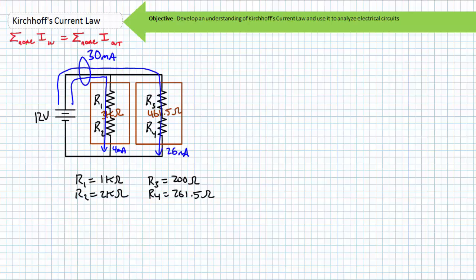Here is where things get interesting. Look at Kirchhoff's current law. What is the current through R1 with respect to that of R2? It is the same. I1 equals I2, and they both equal 4 milliamperes. What is the current through R3 with respect to that of R4? It is the same. I3 equals I4, and they both equal 26 milliamperes.